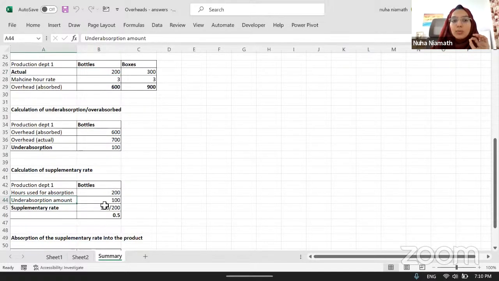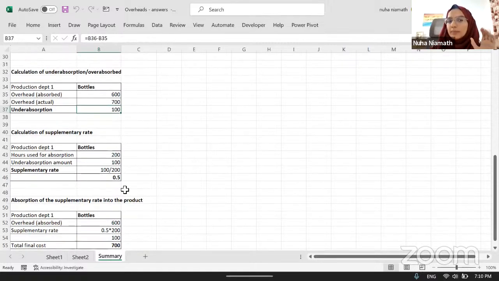Now, what is the under absorbed amount? It's 100 rupees. Like 100 rupees is yet to be absorbed. So this is a very simple example of how we calculate the supplementary rate. When we do today's questions, there will be different ways in which you can calculate the supplementary rate. But here I'm just trying to explain how it is getting absorbed into the good units.